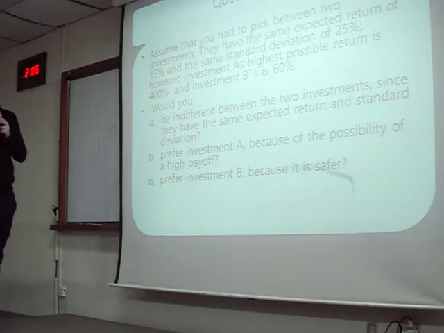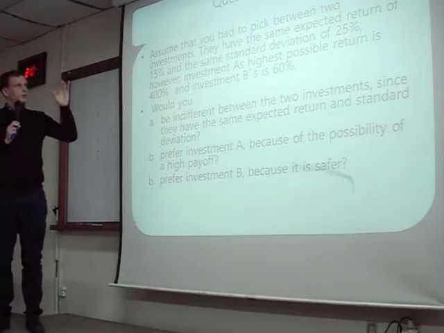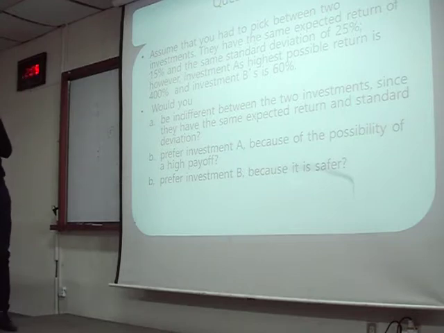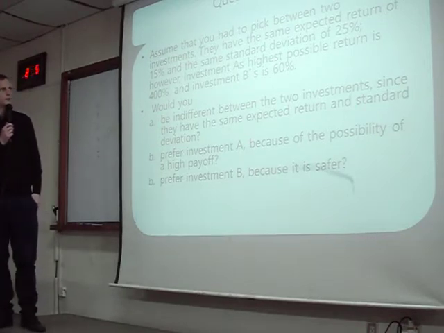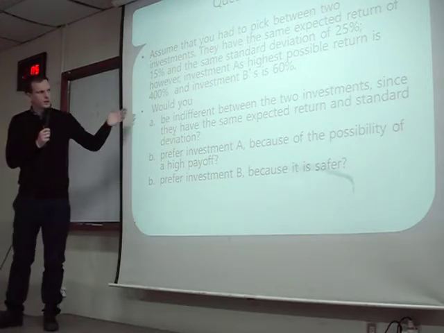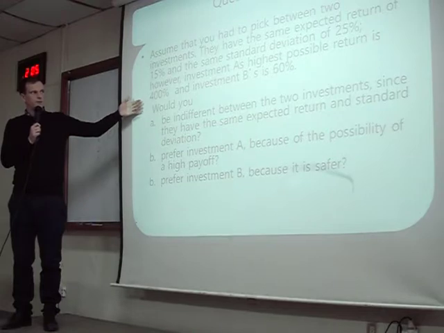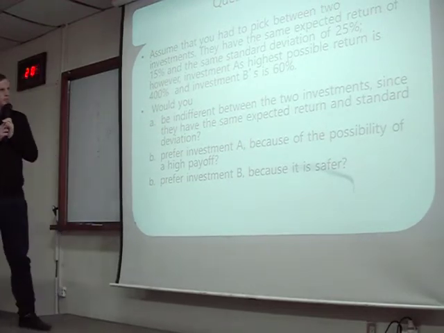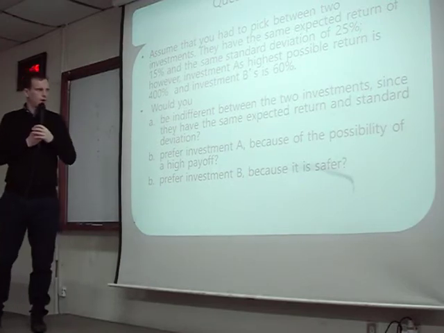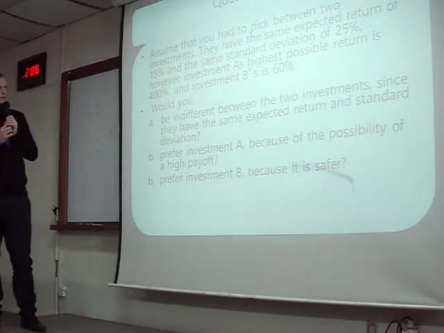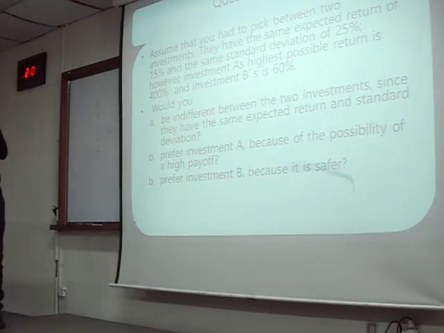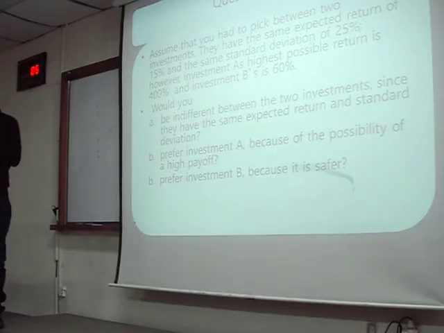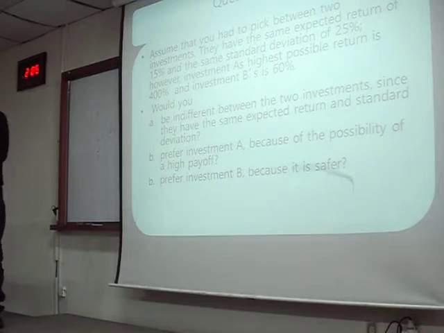Okay, so let's discuss this question with your partner. Assume that you have to pick between two investments. They have the same expected return of 15% and the same standard deviation of 25%. However, investment A's highest possible return is 400% and investment B's is 60%. Would you be indifferent between the two investments since they have the same expected return and standard deviation, or prefer investment A because of the possibility of a high payoff, or prefer investment B because it is safer? So discuss with your partner.